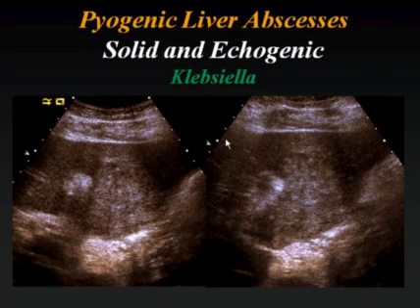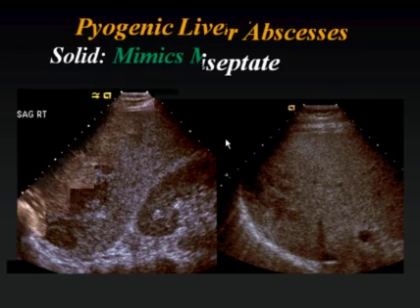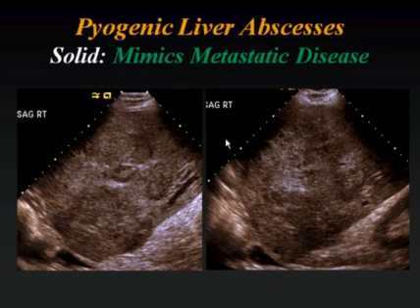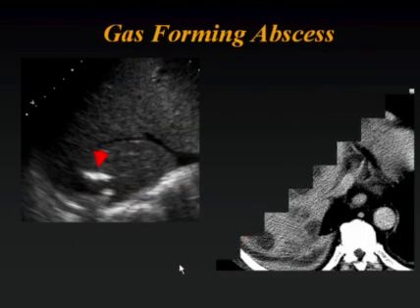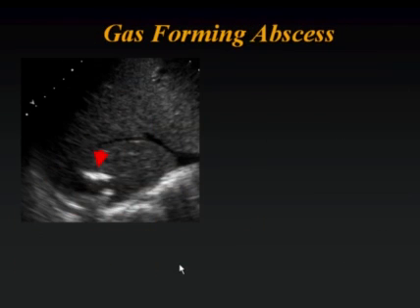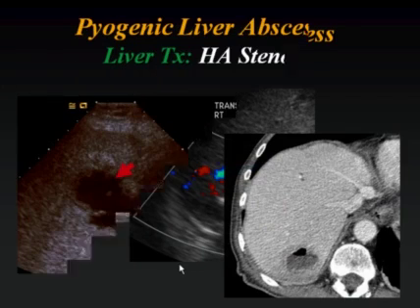Here's an echogenic abscess that was related to Klebsiella. And here is a multiseptated abscess that was an E. coli abscess as well. Here's one that mimics metastatic disease, multiple hypoechoic halos. Our friend, the right pleural effusion, is there. And here we can see the CT showing us the cauliflower appearance of multiseptated abscess. Gas in the subphrenic space can produce a gas-forming abscess, as we see here.